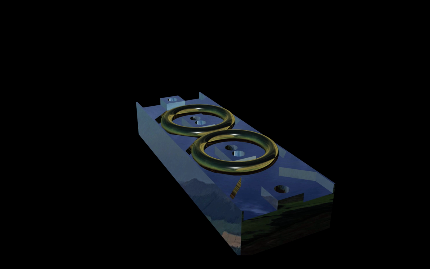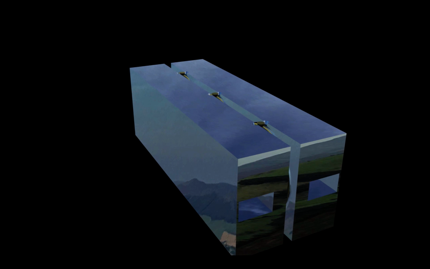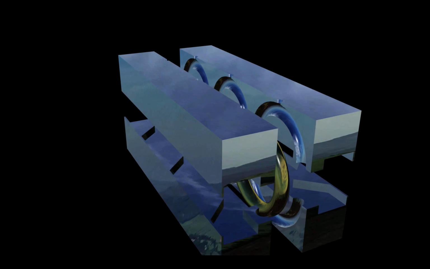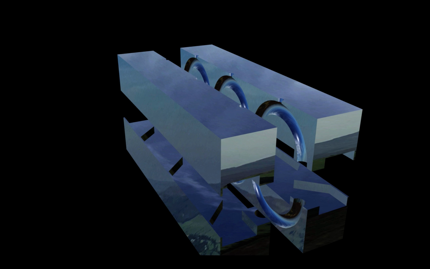So the bottom two quarters of the mould are brought into position and the rings are plopped on top, and then the top two parts of the mould are brought in, and the molten metal is poured through in and around the already existing rings.